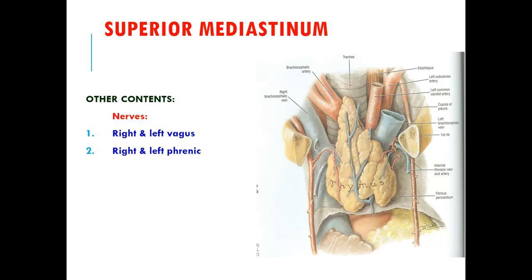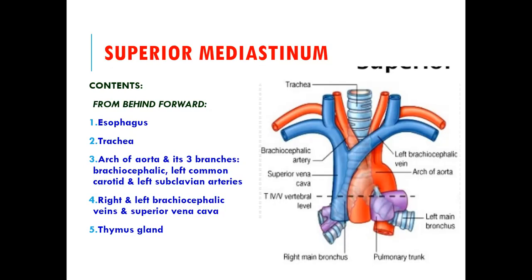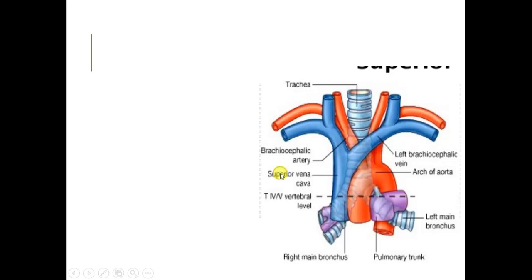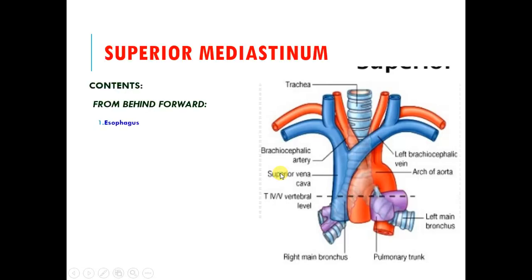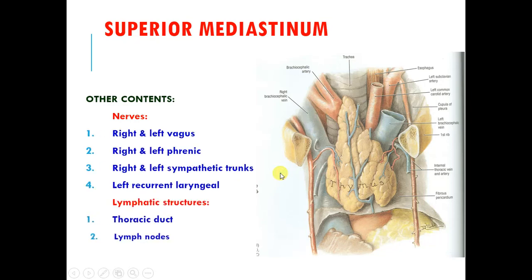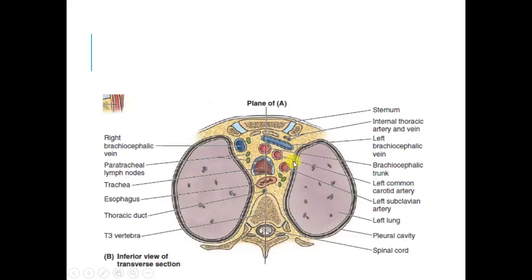If you go into the previous diagram, I will show you in this diagram here. Here is the left recurrent laryngeal nerve, a branch of the vagus nerve. Along with that will come the phrenic nerve on each side. Lymphatics will include the thoracic duct as well as the lymph nodes. This diagram is very important for the students.